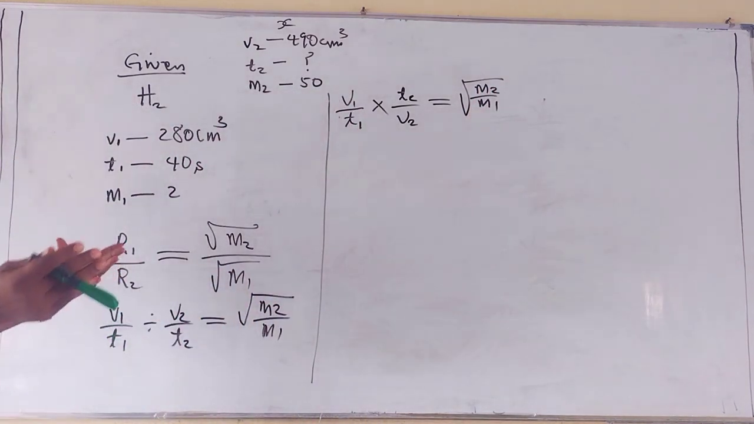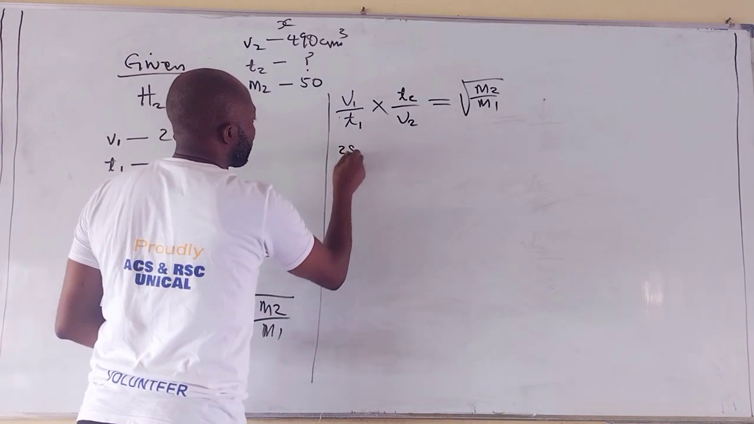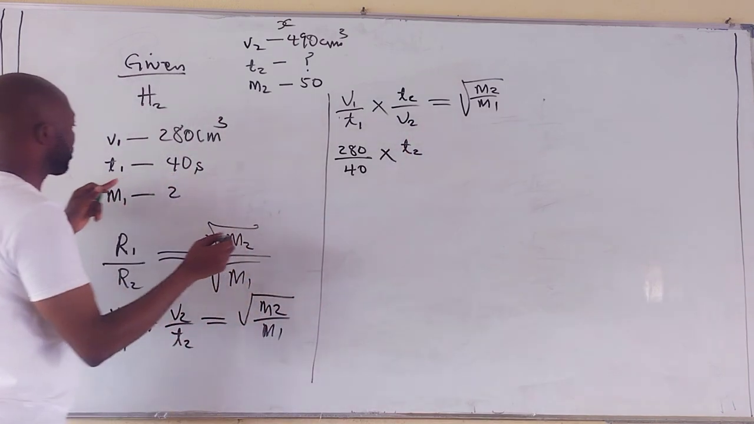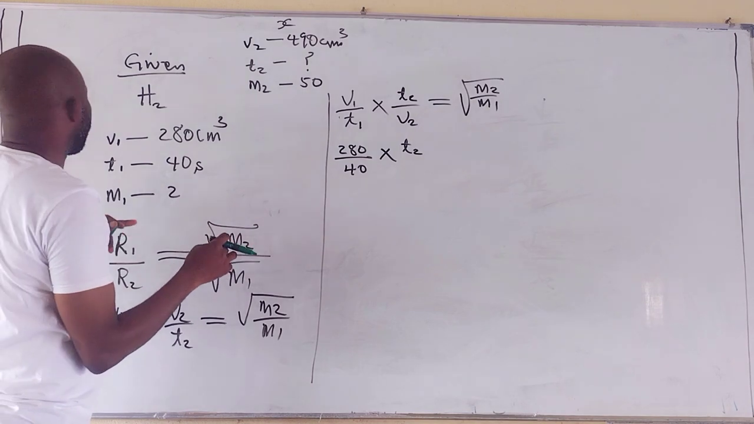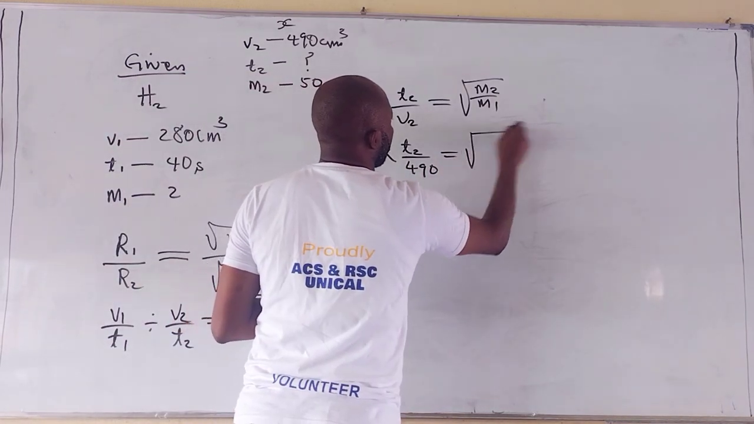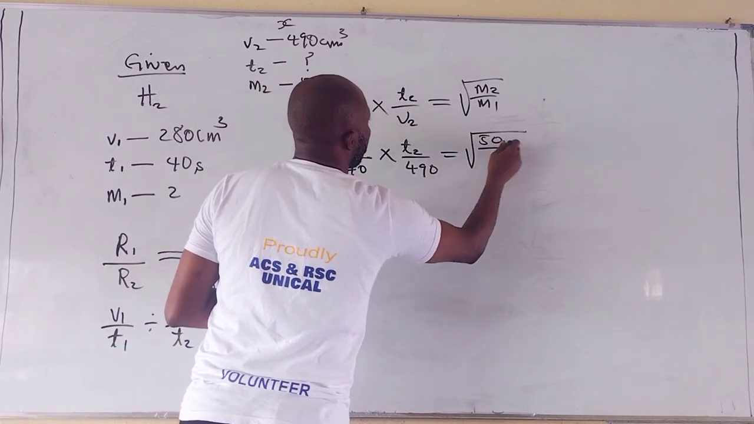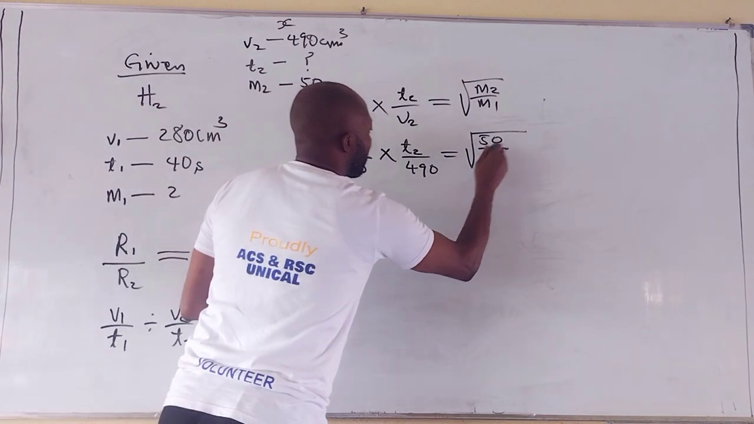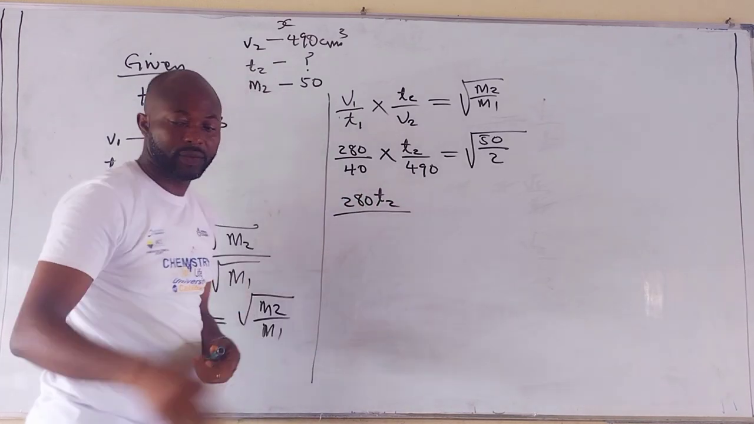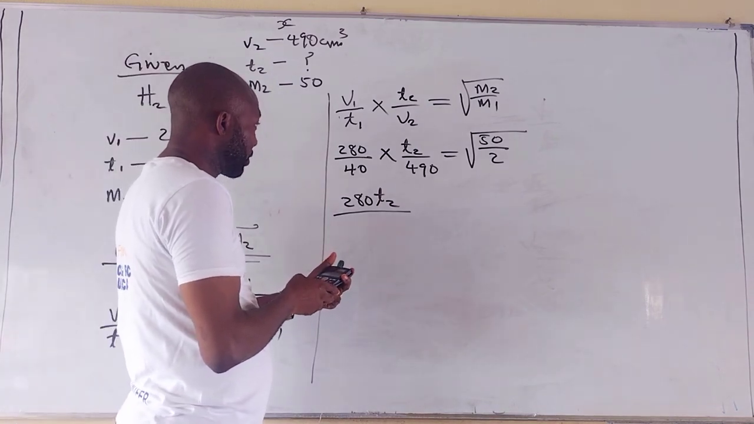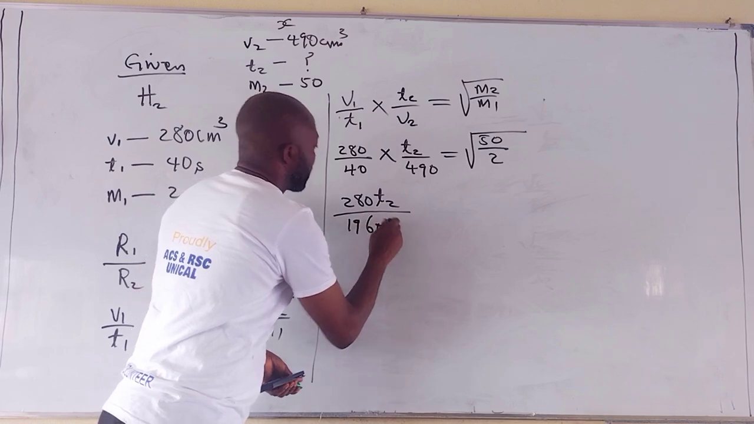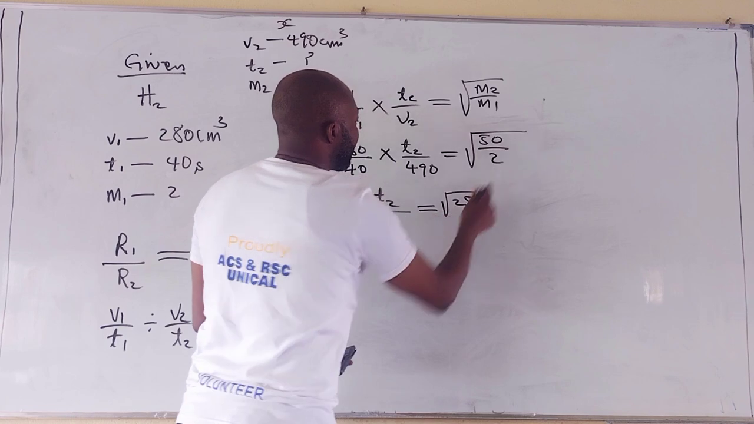Okay, now I want to substitute the variables inside. V1 is 280, T1 is 40 seconds, times T2, which we're looking for. Then V2 is 490. This is equals to the root of M2 is 50, M1 is 2. So 280 times this, I have 280 T2 over 40 times 490. 40 times 490 is 19600. This is equals to the root of 25. 50 divided by 2 gives me 25.